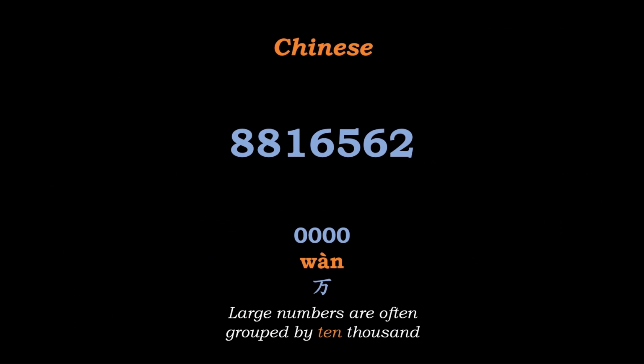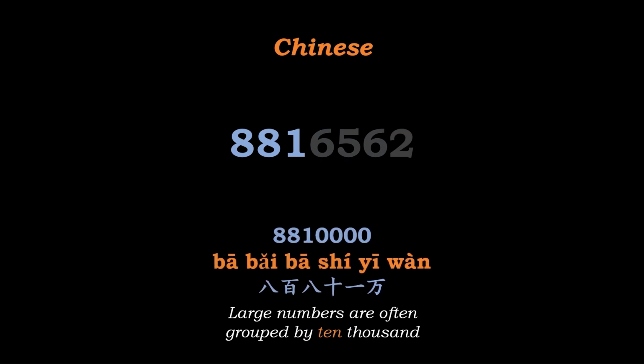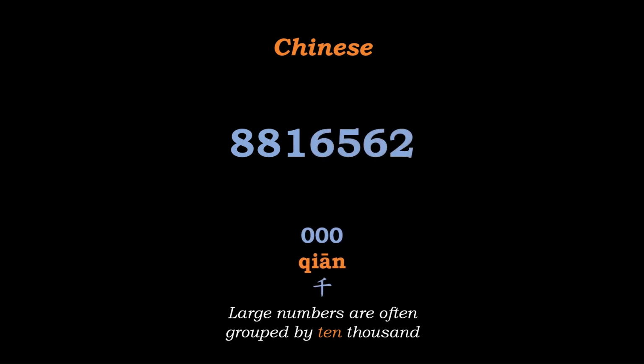Again, we count 4 digits from the right, and what remains is how many 10,000s there are in this number. 1, 2, 3, 4. So we have 881 10,000s in this number. 881万. Now what's the next unit below 万? Below 万? It is 千.